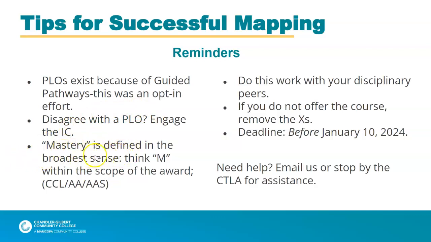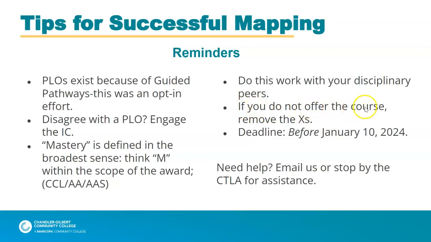Mastery, again, is defined in the broadest sense. We'd like you to think of mastery within the scope of the award, being the certificate of completion, the associate's degree, or the associate's in science degree, the emphasis degree. We recommend that you do this work with your disciplinary peers. If one of you is taking this on because you have agreed to do the work with your disciplinary peers, please make sure you review that work before January 10th, 2024, so the work is done prior to mapping the next 5-year cycle.